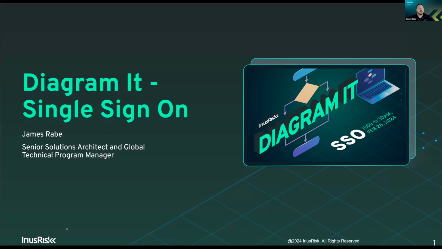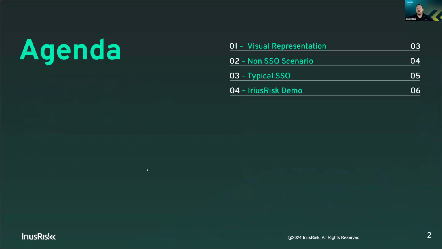Okay, so let's go ahead and move on. So again, visual representation is the first thing we're going to work on. So we're going to look at a couple of static diagrams of what non-SSO versus what typical SSO looks like from a popular provider. I think the one we're going to look at today is actually from Okta. Got it directly from their support site.